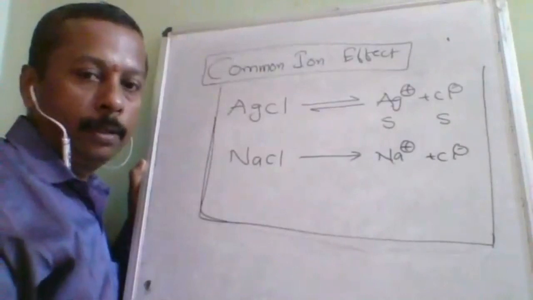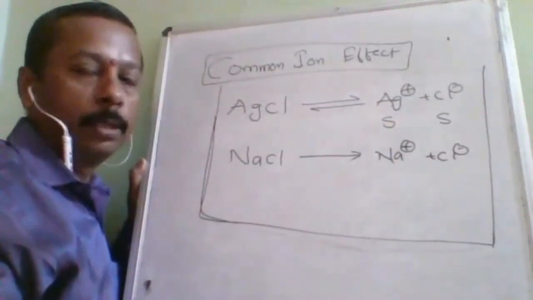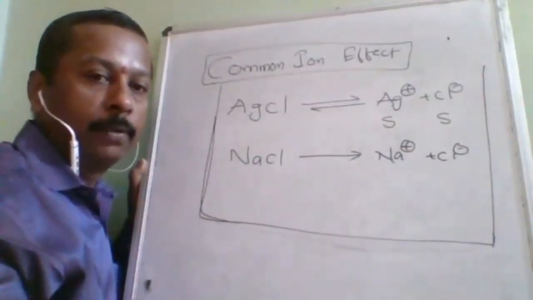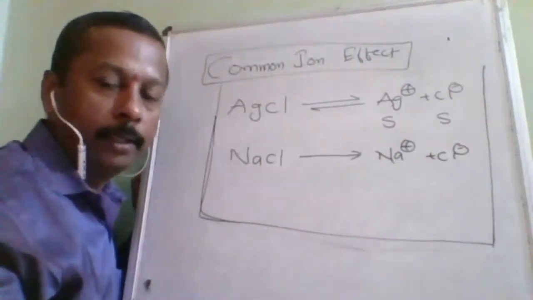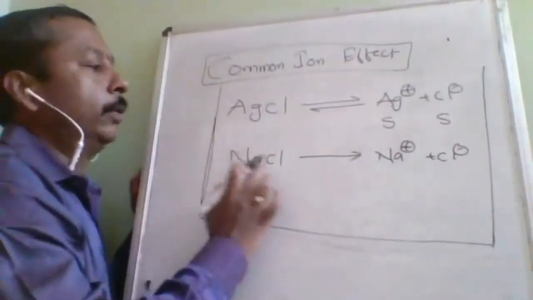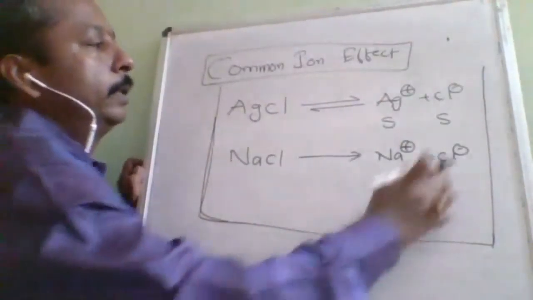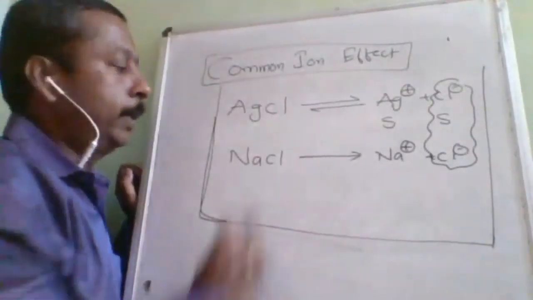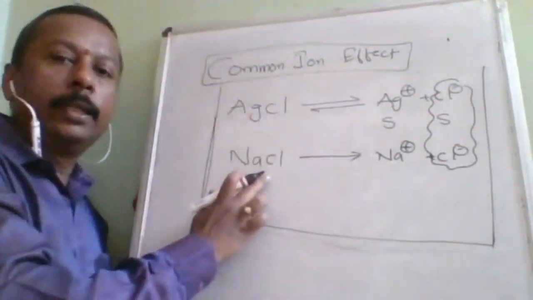It will be completely reflected on the right side because it is a completely soluble salt, whereas AgCl is a sparingly soluble salt. Most of the part will be left over undissociated in the AgCl form only. Very few parts will be converted into Ag positive and Cl minus. Okay, so NaCl gives Na positive plus Cl minus. Now this Cl is going to create a problem. Problem for whom? NaCl or AgCl?